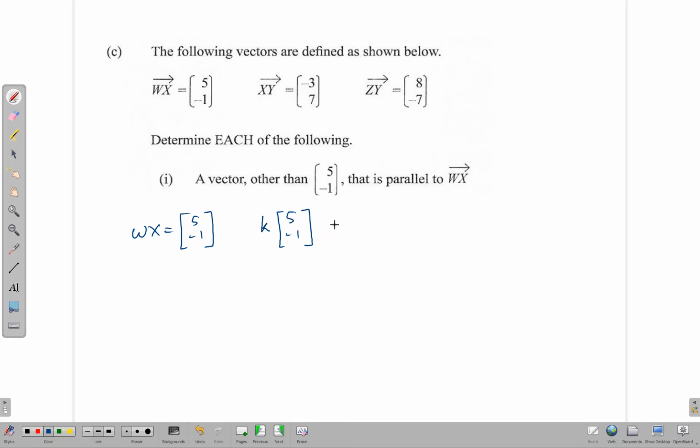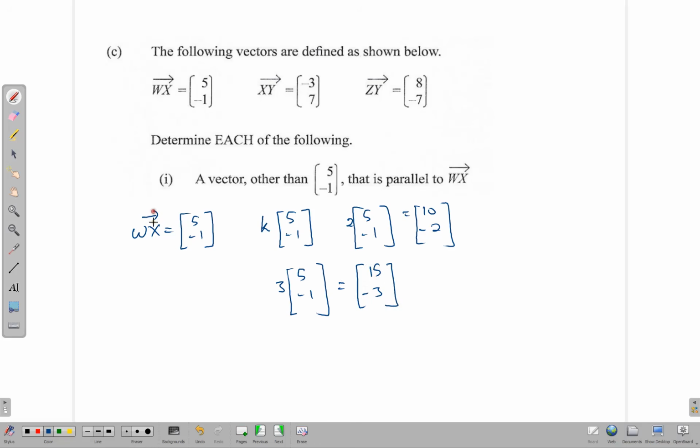So we could just simply multiply this by 2. For example, we could say 2 times (5, negative 1), and that would give us (10, negative 2). Or if you wanted to use a different number, for example 3, k is any number that you want to use, and (5, negative 1), you would get in this case (15, negative 3), and these would be parallel to wx. Alright, so once you multiply by a constant there, any result that you get would be parallel to wx. Okay, moving on to the next part.